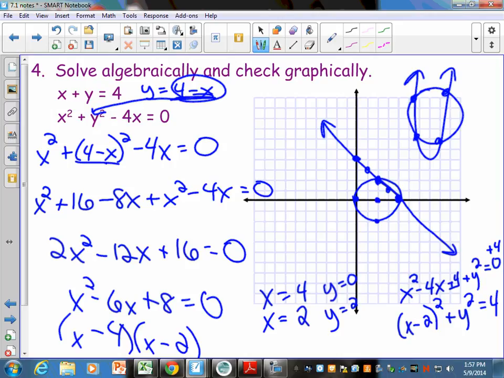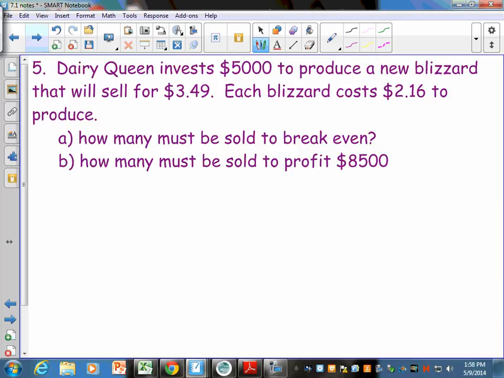What else do we like to do with this? We like to look at story problems, especially talking about profit. So let's look at a story problem, just to remind ourselves that we know how to do this. Some good old algebra here. This is on the ECA. This is going to be on your test. I wish I had some Dairy Queen right now.